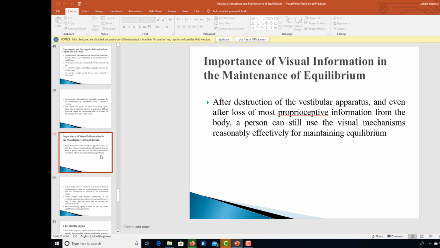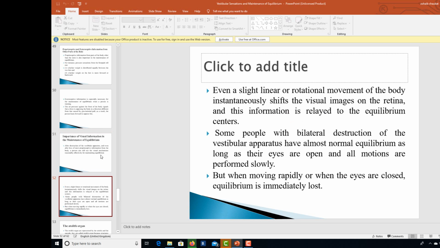Importance of visual information in the maintenance of equilibrium. After the destruction of the vestibular apparatus and even after loss of most proprioceptive information from the body, a person can still use the visual mechanisms reasonably effectively for maintaining equilibrium. Even a slight linear or rotational movement of the body instantaneously shifts the visual images on the retina, and this information is relayed to the equilibrium centers.